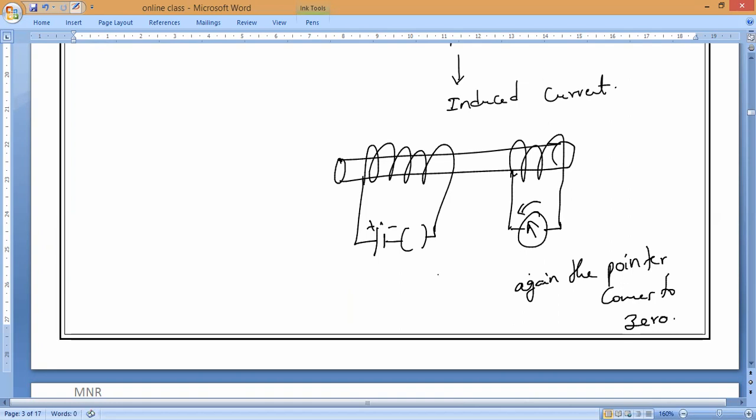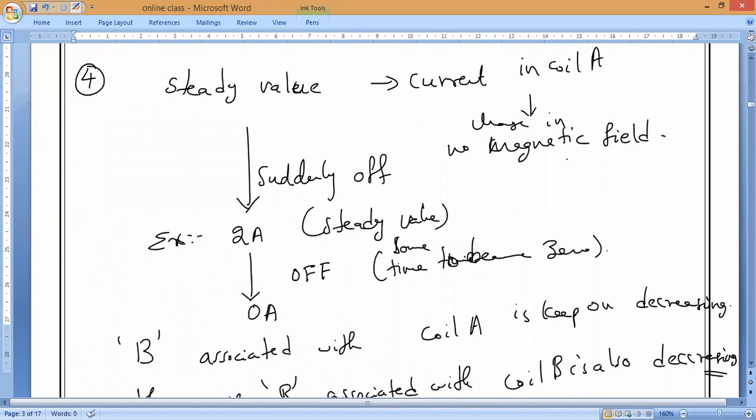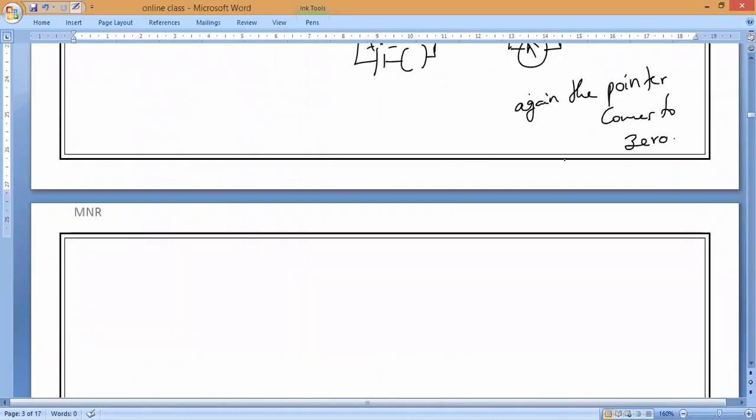So only at the time of switching off, the magnetic field of coil A keeps on decreasing, so the magnetic field lines associated with coil B also keep on decreasing. Then again a change in potential difference takes place, and it is the cause of the induced current in coil B. This is the conclusion I can give from the fourth observation. Anybody having a doubt, you can ask me.